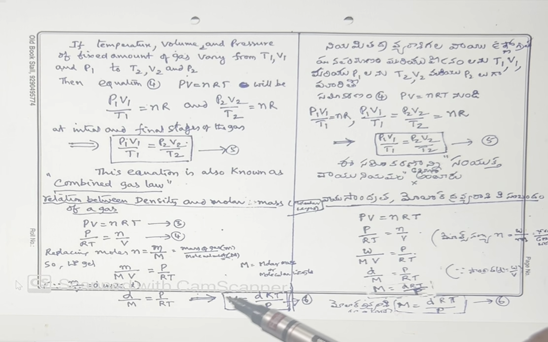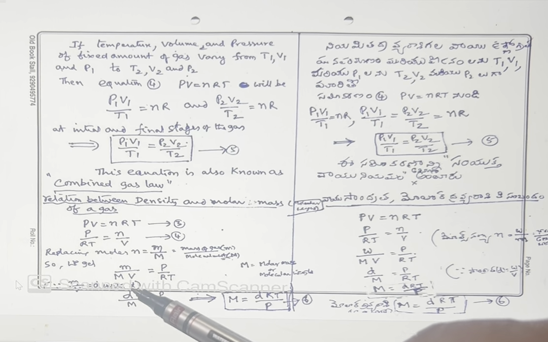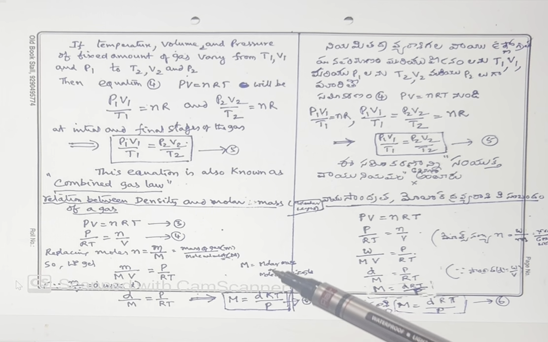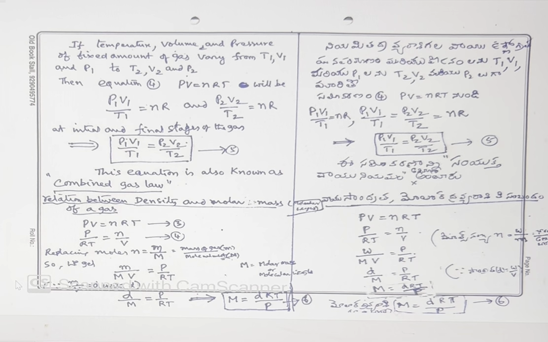If you want molecular mass M, then what happens? Multiplying, P M is equal to dRT, so M is equal to dRT by P. So, you can find the molecular weight if you know the density, gas constant, absolute temperature and pressure. M is equal to dRT by P is a good equation to find the molecular weight or molecular mass if you know the density of the gas.